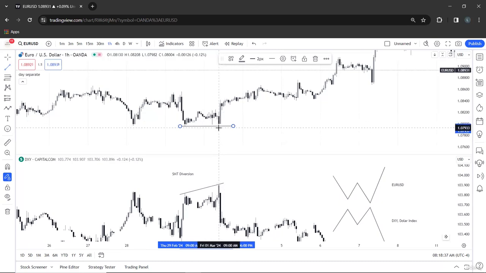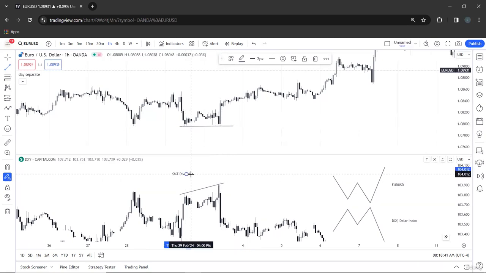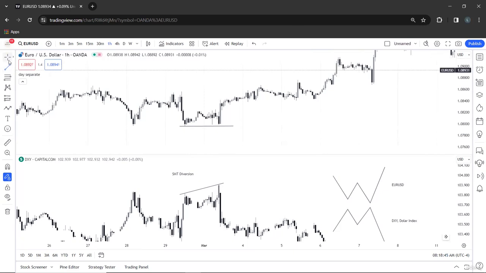when you see this, all those doubts just go away, because the SMT divergence is a very serious confluence that you could add to your already predetermined bias on the higher time frame. So that is basically what an SMT divergence is.